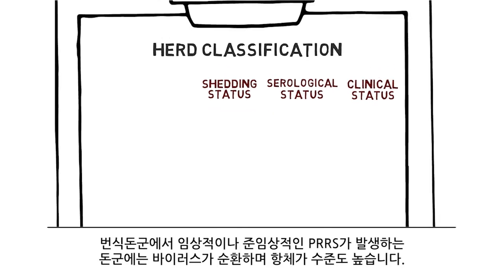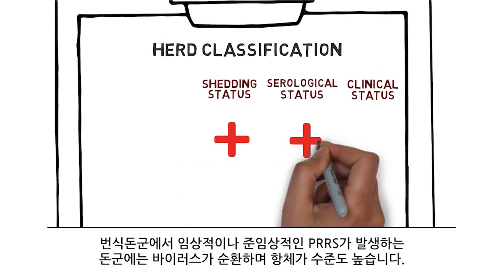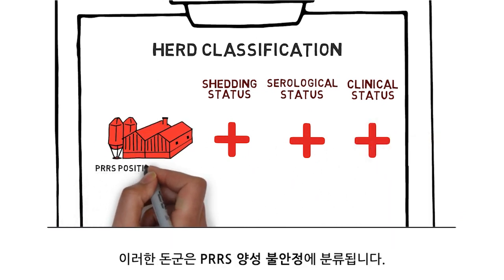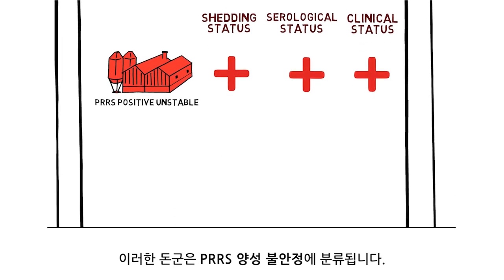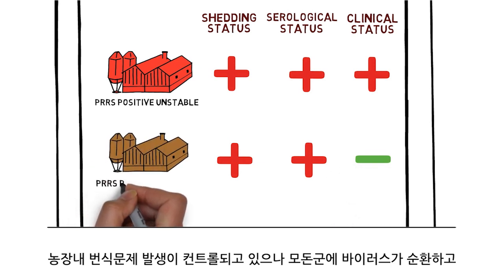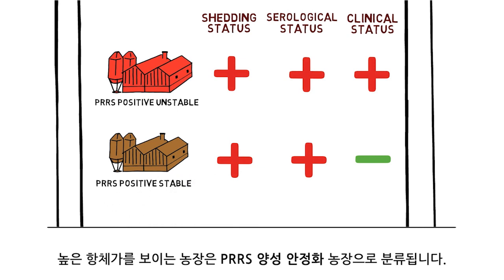Herds with reproductive clinical and subclinical PRRS outbreak have virus circulation and high antibody level. Such herds belong to the PRRS positive unstable category. Those farms where the reproductive outbreak is being controlled but antibody level in sows are still high due to presence of virus circulating within the sow herd will be classified as PRRS-positive stable farms.